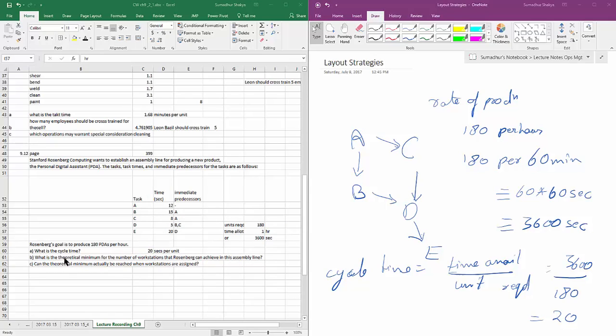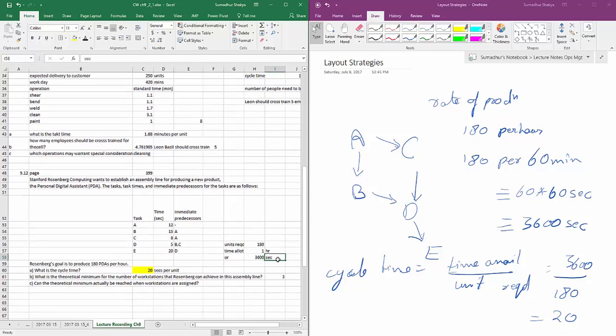Now the next thing is, what is the theoretical minimum number of workstations? Since we calculated already our value in seconds per unit, we can use it to say what is the total time that it takes to manufacture any one single unit. Okay, so the total time it takes to complete the sum of all the tasks to complete one single unit divided by 20.